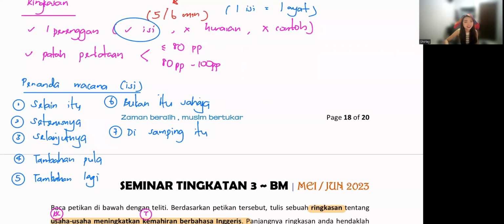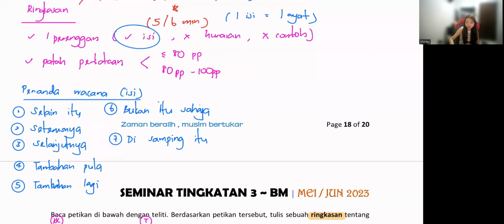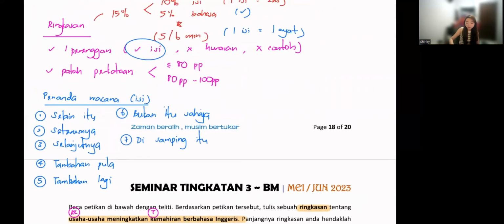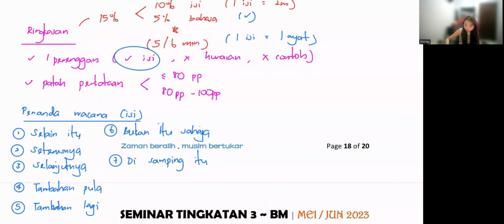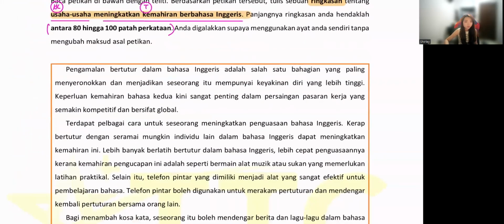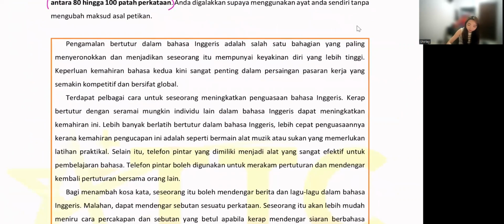Okay, so basically this is all the things that you need to know for the ringkasan. Remember to read the question. The arahan is very important. All right, next one. Okay, one last part, guys. We go through the questions together, and then we identify why this is an isi, why this is not an isi. Okay, anything, please ask me, clarify with me in the chat box. All right, let's move on.